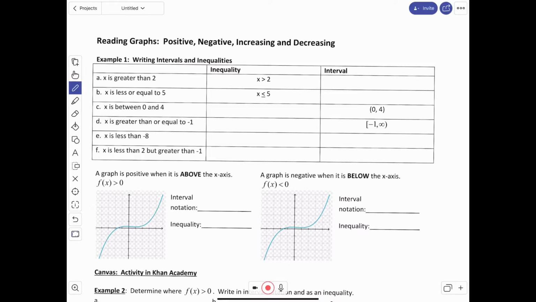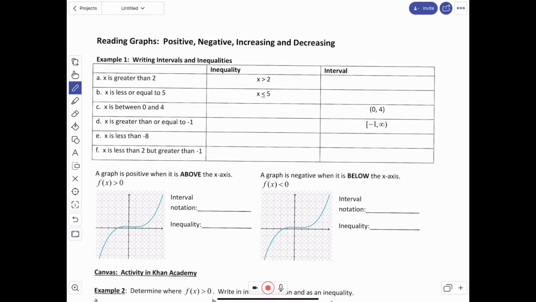Reading graphs, positive, negative, increasing, and decreasing. In this video, we're only going to focus on reading a graph where it's positive and negative. So the first thing we're going to talk about is writing intervals and inequalities and being able to interpret both.